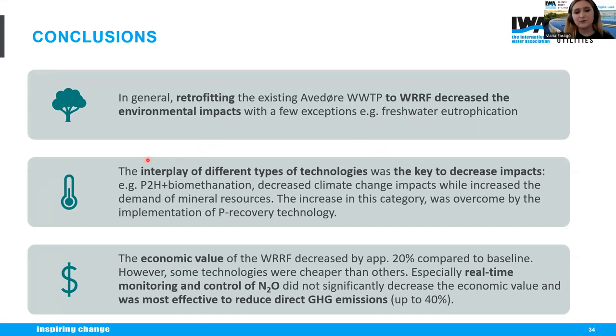And what really worked in this case was not the single technology, but the interplay of the different types of technologies. So, for example, the hydrogen with the biomethanation decreased the climate change impact, but at the same time increased the demand for mineral resources. And therefore, by coupling the phosphorus recovery technology, we could offset the increase of impacts in the depletion of abiotic resources categories. Then the economic value, as I told you, decreased compared to the baseline. So it is expensive. But at the same time, there are some technologies like the real-time monitoring and control, which did not significantly decrease the economic value, and they were cost-effective, especially when compared by how many tons of CO2 equivalent they were reducing.